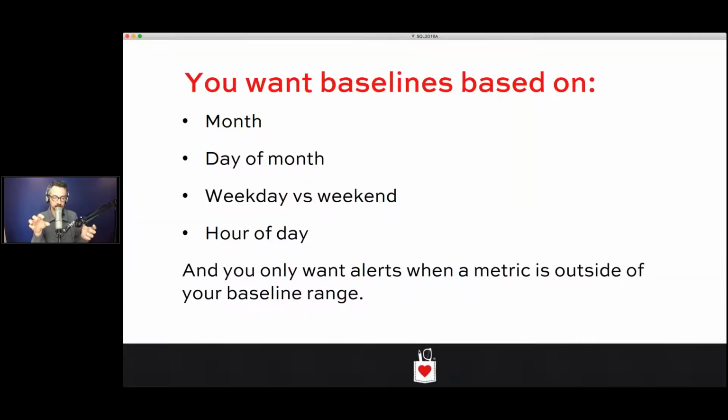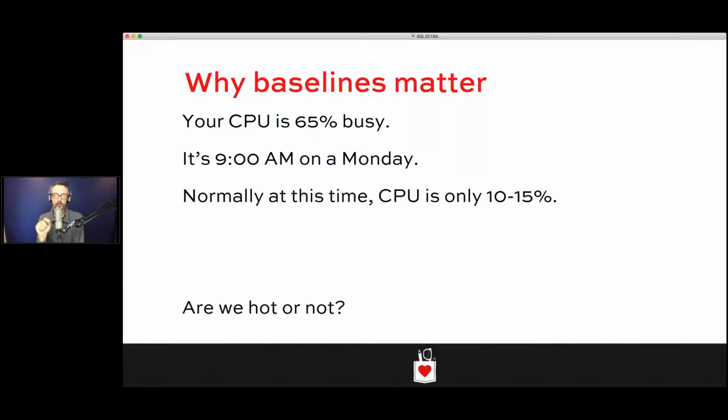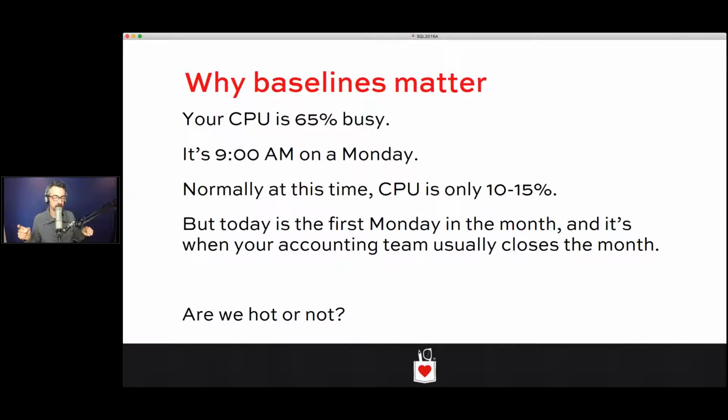So you want baselines based on what day of month it is, what day of week, what time of the year it is, and you only want alerts whenever your numbers go outside of a certain threshold. Let me give you an example. Say that your CPU is 65% busy right now on the SQL Server. Do you want an email or not? What if I told you that normally at this time, CPU is only 10 to 15%? Then all of a sudden things look different. But what if I told you that this is normally the time of month or quarter when your accounting people close the books? Oh, God.